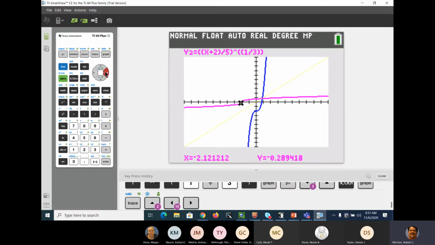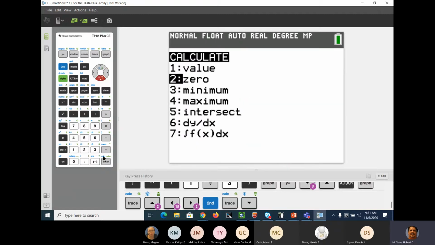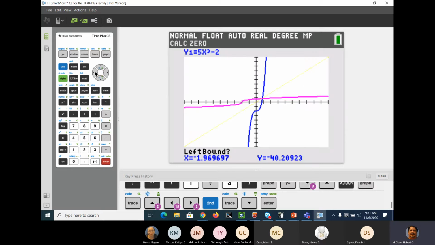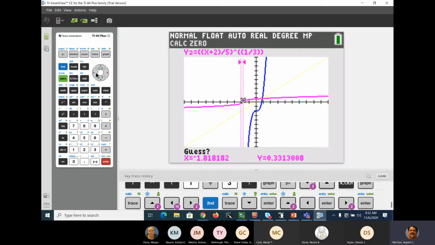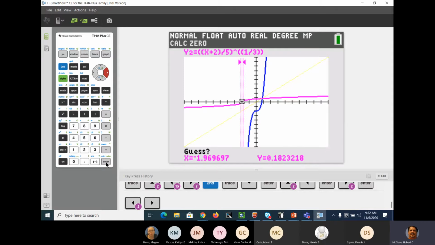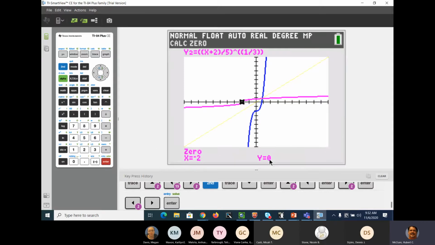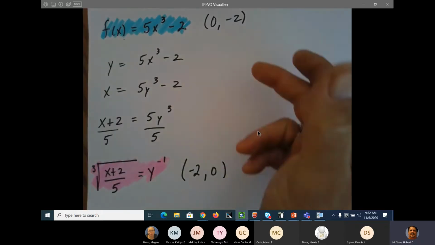Well, y'all see, there's the x-intercept. Now we're going to check it. Second trace, 0. And I'm going to check this one right here, left bound and right bound. And my guess is right in there. And -2, 0. So it does check with the points on the graph, and it does check with the algebra. So you have just found the inverse of each other.